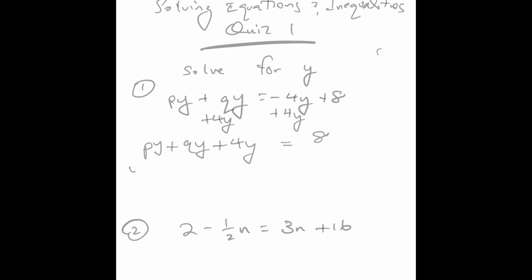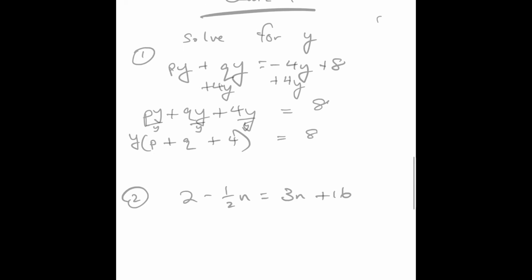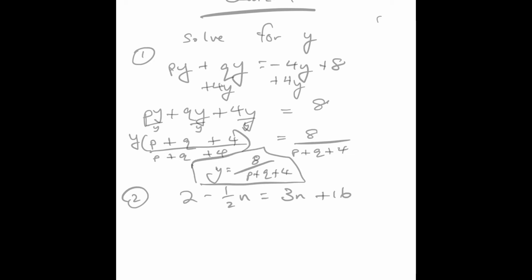How? Well, I'm going to bring y out here, and then if I were to divide everything by y, what would I have? I would have p plus q plus 4 left, and all of that's equal to 8, and I'm almost done. I'm solving for y, so I just divide both sides by p plus q plus 4. And then I'm done. y equals 8 over p plus q plus 4. That's my answer. Looks pretty simple. Once you get the hang of it, it's not too bad.